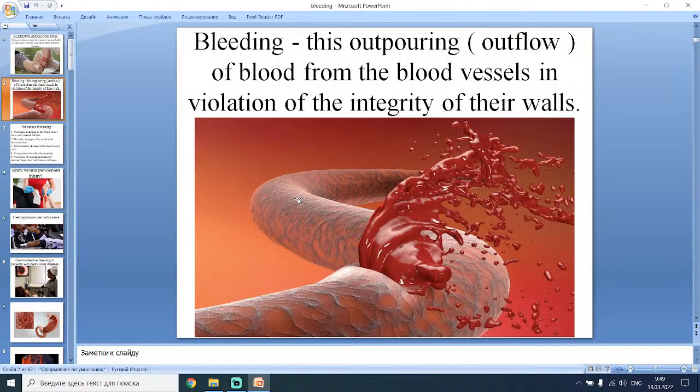Now, what is bleeding? Bleeding is the outflow of blood from the blood vessels in violation of the integrity of their walls.